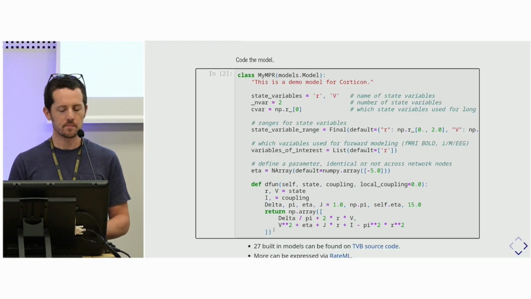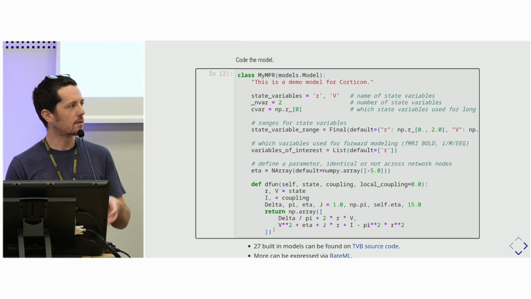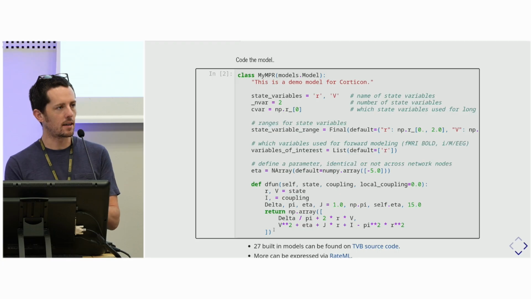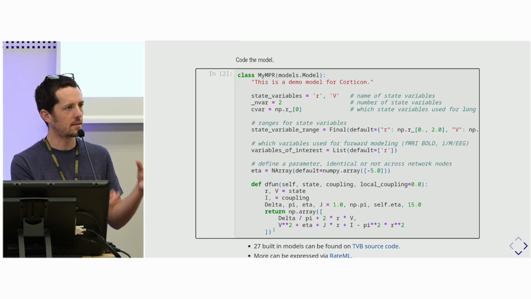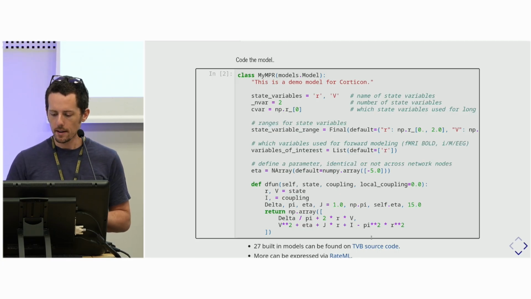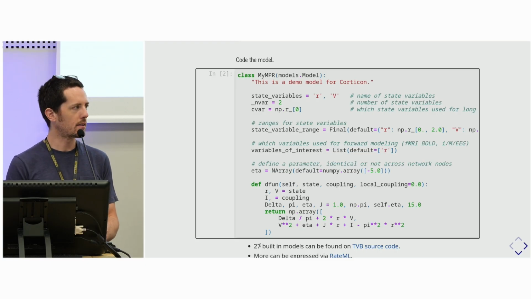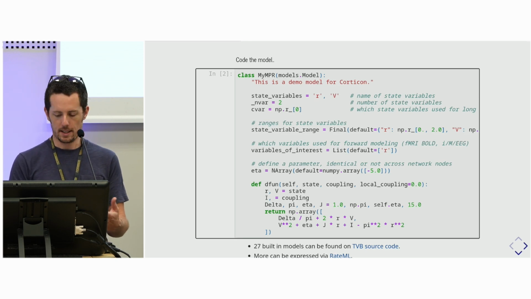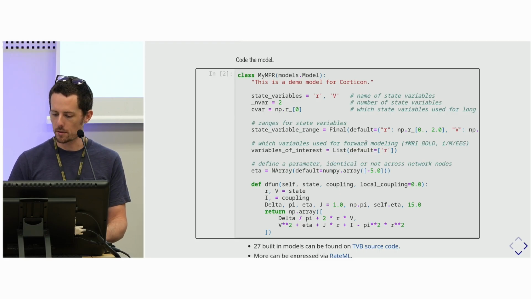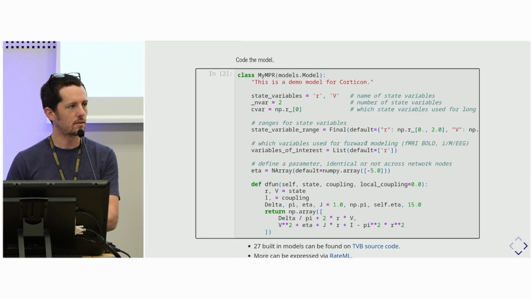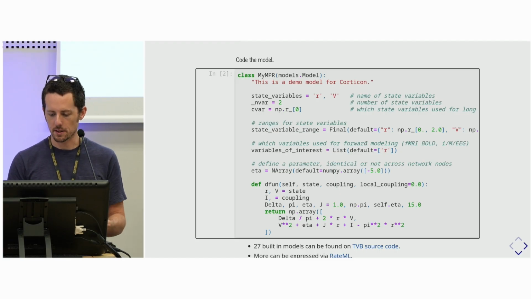neural mass model, which again, the neural mass model is the description of the dynamics of a single unit inside the network. In TVB, there are 27 built-in models, and there are still several other models out there that haven't been implemented in TVB, but it's fairly simple to implement your own. And we have some built-in facilities in TVB for doing different things with models.